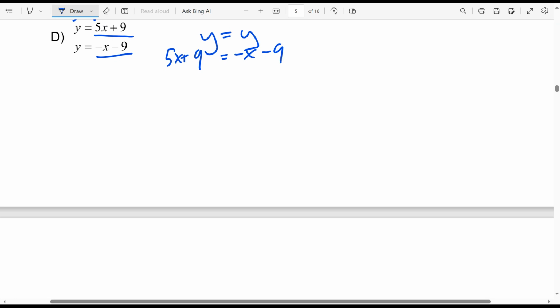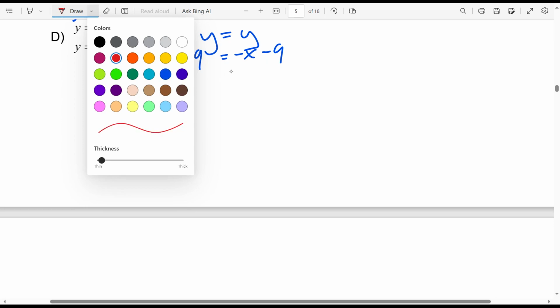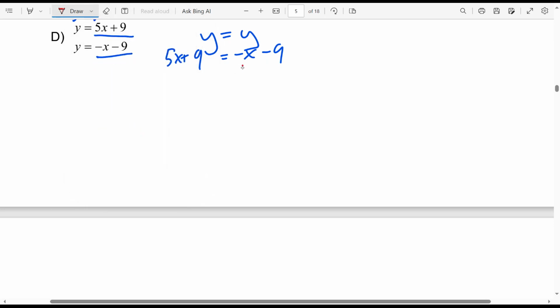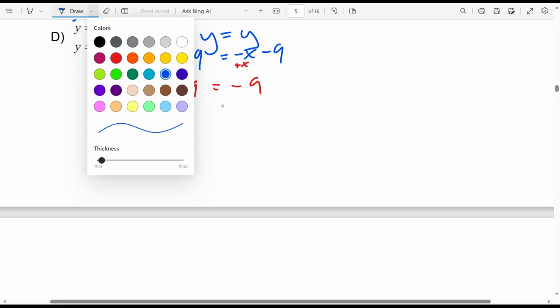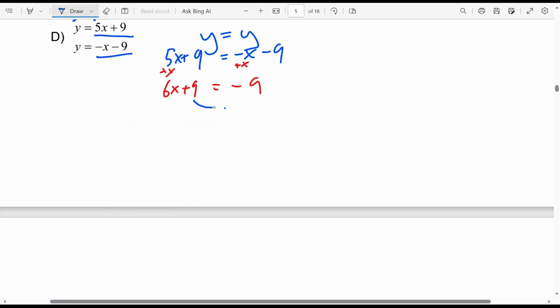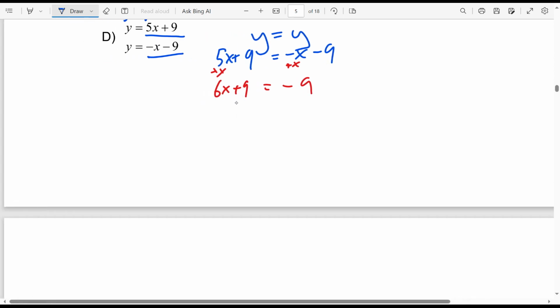Now it just becomes an algebra problem. So I'm going to combine like terms. I'm going to add x to both sides and have 6x plus 9 is equal to negative 9, because he went from one side to the other. Now I'm going to combine the other like term, the integers. So if it's positive 9 here, I'm going to subtract 9 from both sides. So 6x would be equal to negative 18.